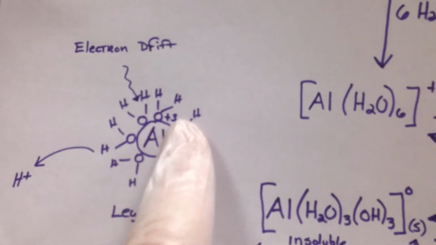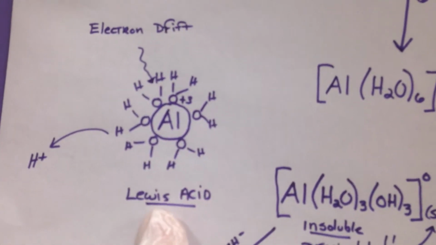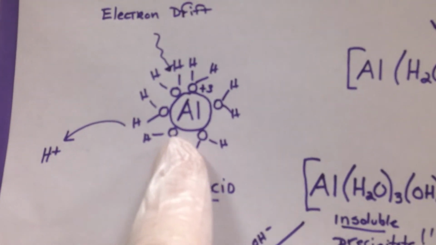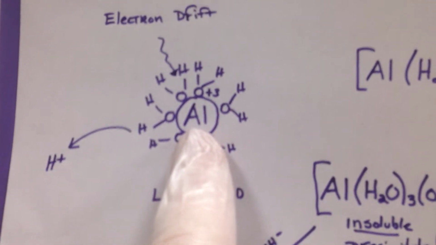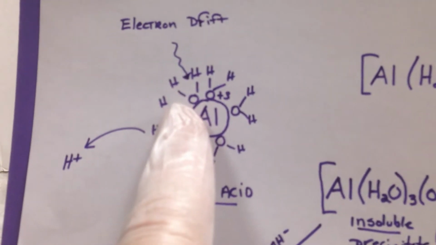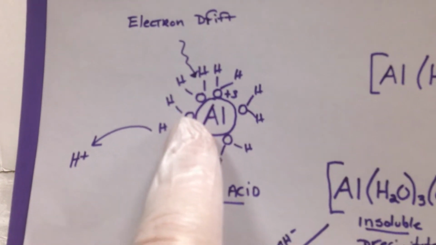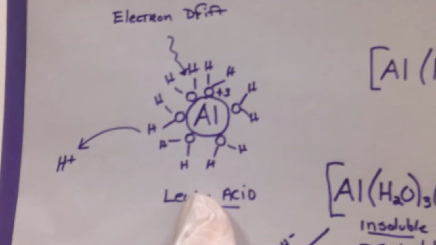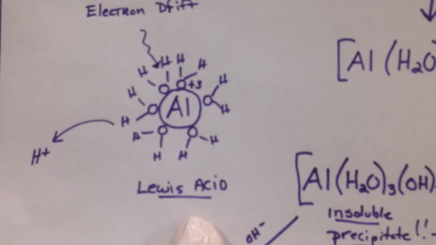So the aluminum ion draws in 6 waters, and it becomes something called a Lewis acid, because it draws the electron pair somewhat very close to the ion. And what it does is it causes an electron drift from the hydrogen to the oxygen, and what can happen is H's can be sloughed off. And therefore, this is an acidic solution now.